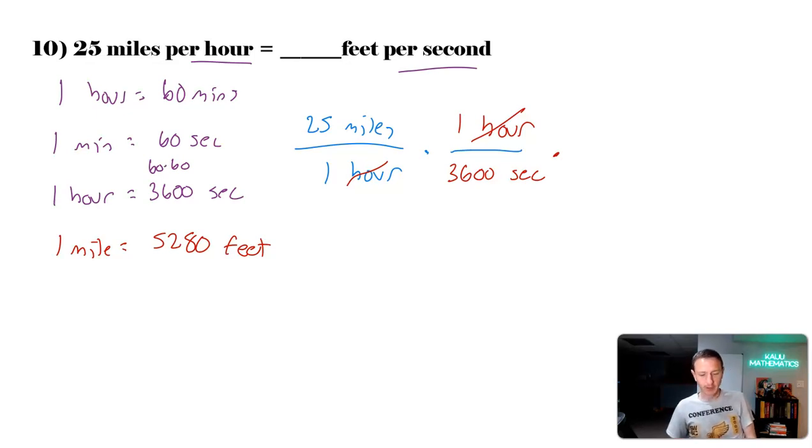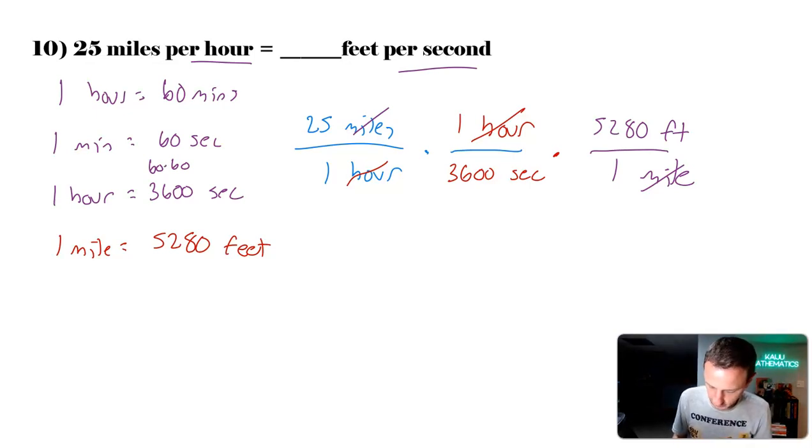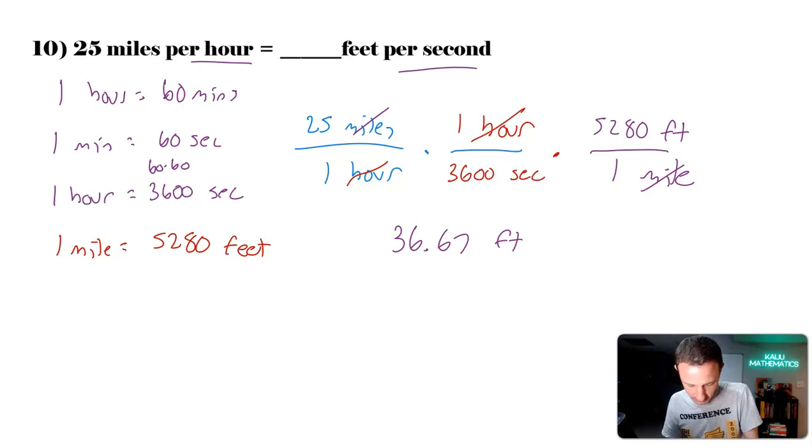And then we want miles to drop out. So what should we multiply by there? That's going to be the miles to feet conversion. So that's 5,280 feet and 1 mile. In that way, miles drop out. That leaves us with the 5,280 feet, and then we are left with the seconds. So in the end, we'll have feet per second. We're going to multiply across the top, divide by 3,600. So I'm just doing 25 times 5,280 divided by 3,600, and that's going to leave us with 36.67 feet per second.